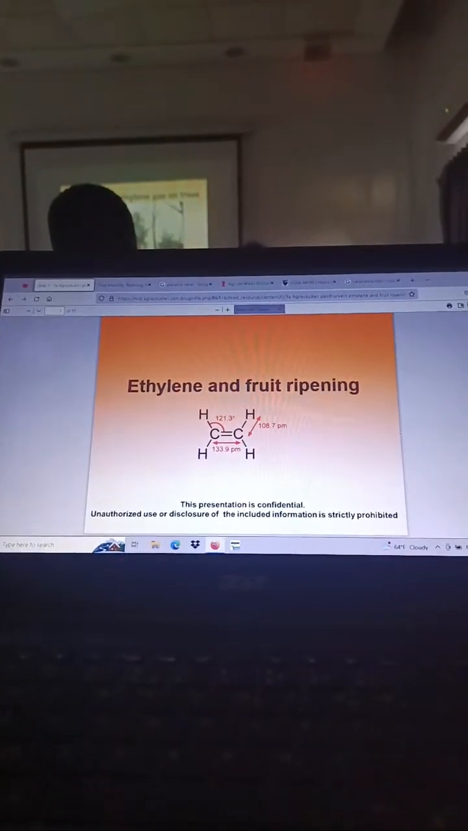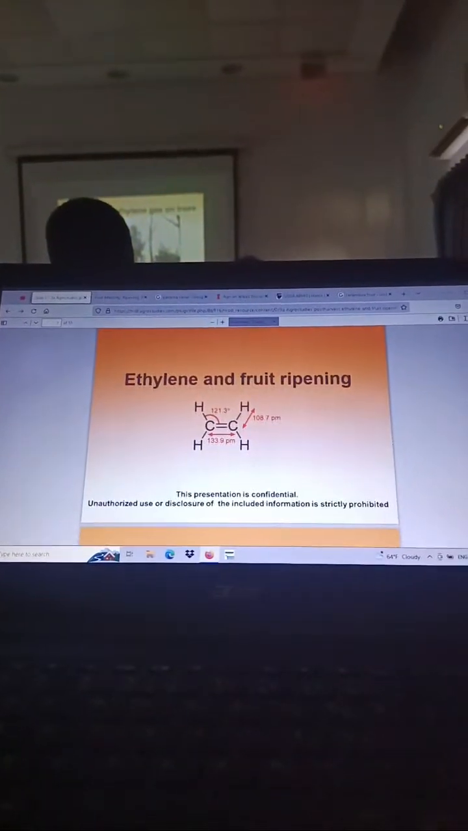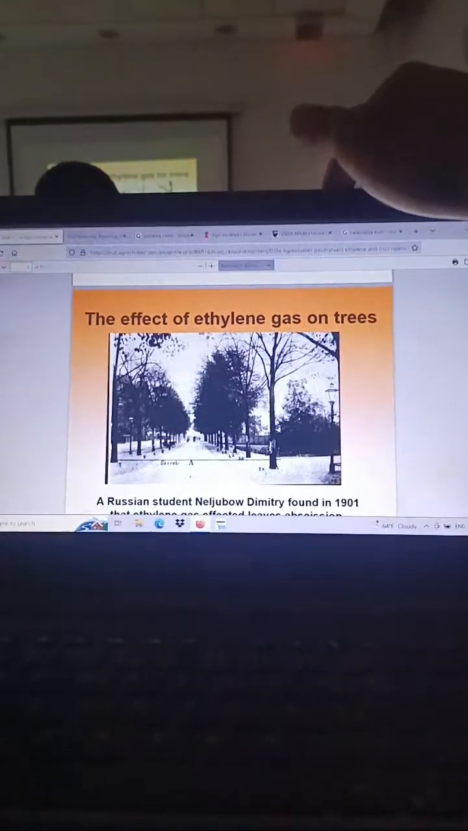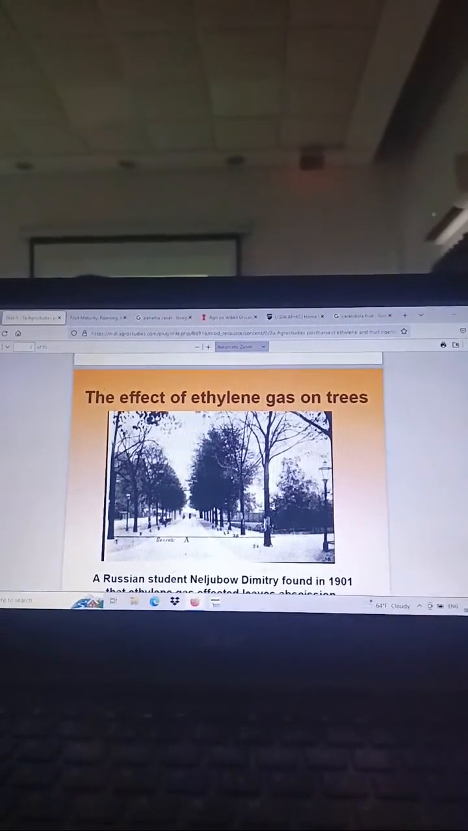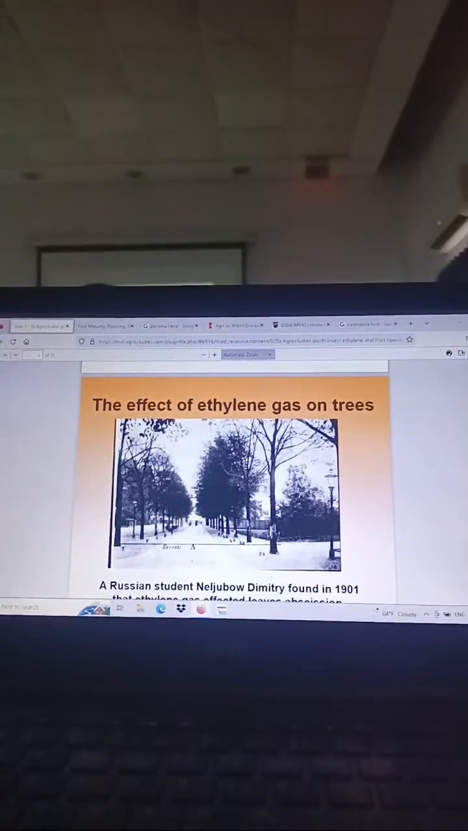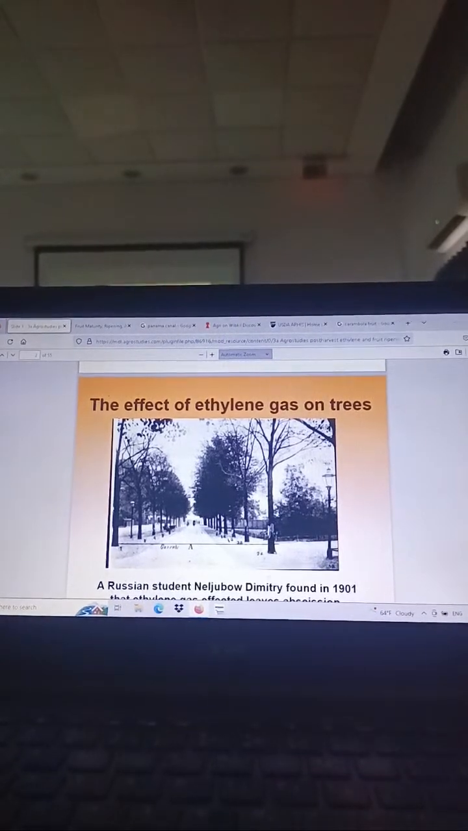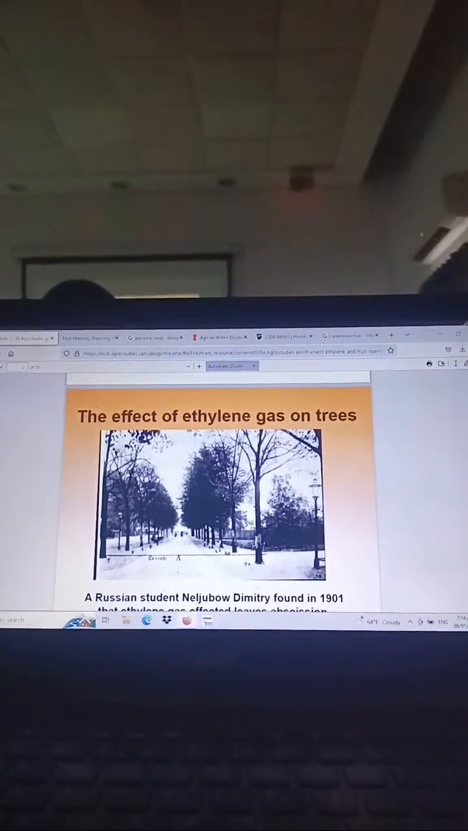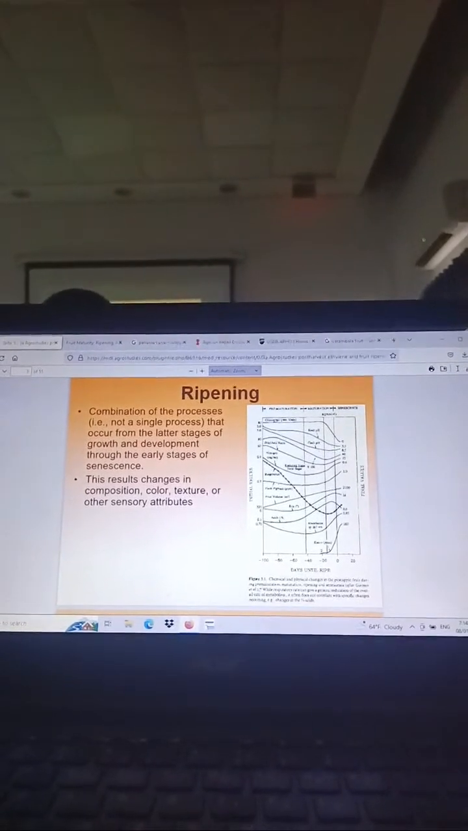CH2=CH2. This is ethylene. Ethylene was going from the left and made the abscission zone in the leaves, and the leaves fall down. Okay? So ethylene gas affected leaf abscission. From that time, 1901, people began to search what ethylene is doing. And ethylene is doing everything. But we will concentrate on the ripening.